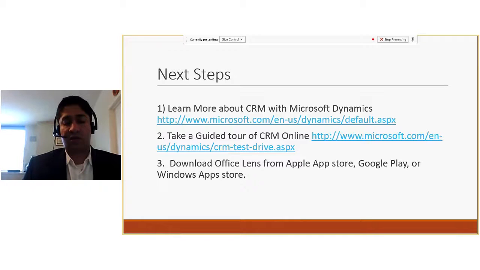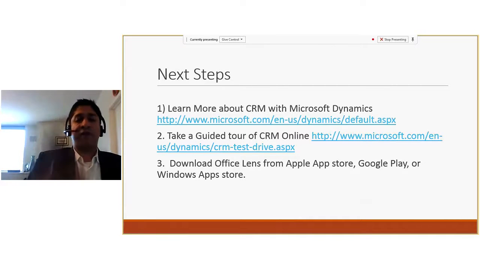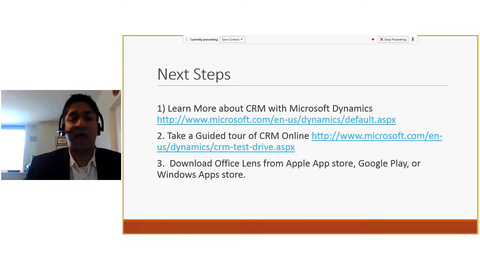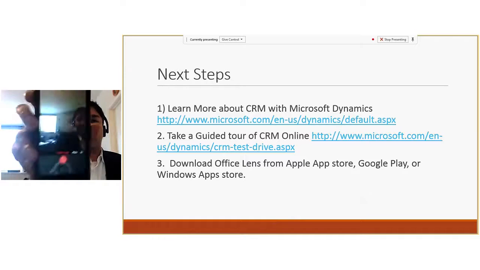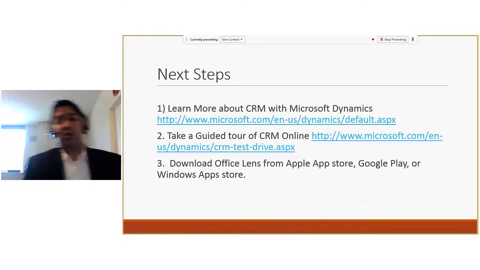And here's Office Lens. You can get Office Lens from the App Store. It's a free app, or from the Google Android Store, even the Windows Store. So it's kind of like that. It's just a camera. I'm going to take a picture of my business card with the Office Lens app.